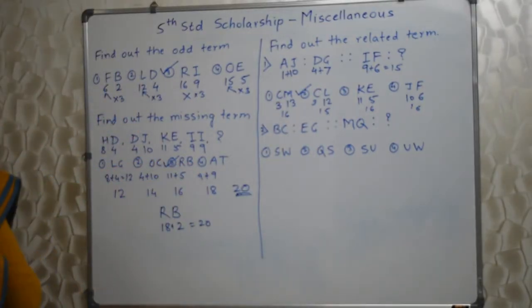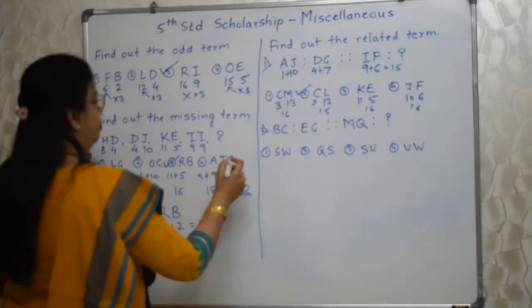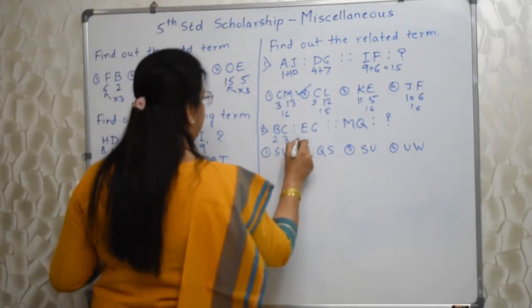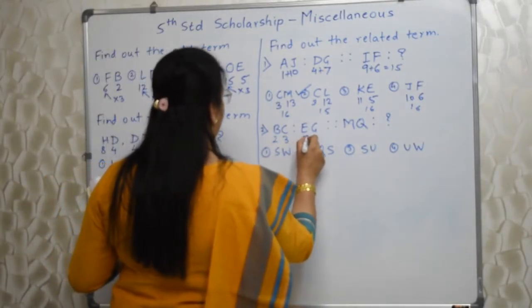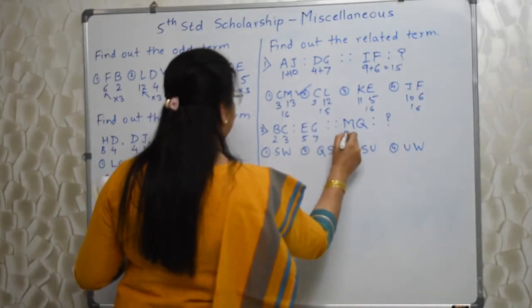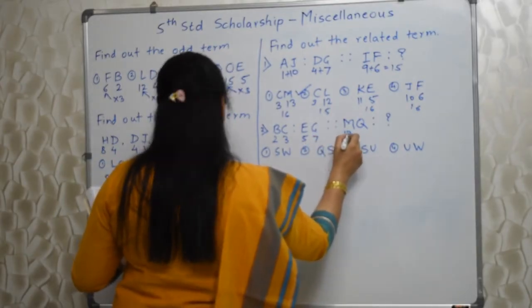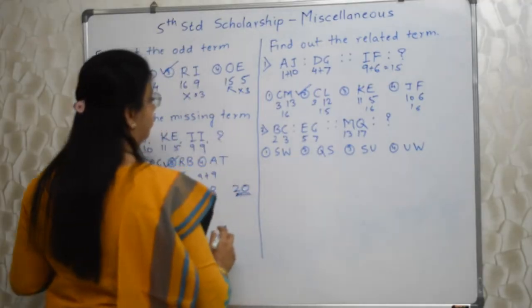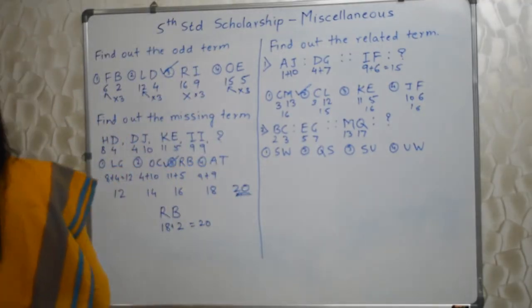Chalo, let's move ahead. Again here B is 2, C is 3, this is 5 and this is 7, this is 13 and Q is 17. Now observe the numbers.